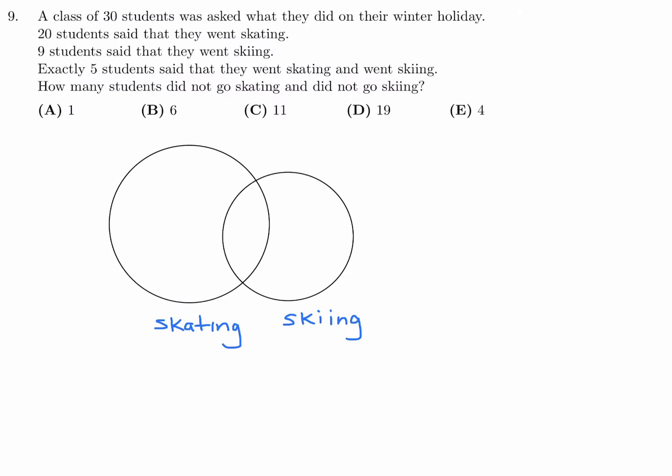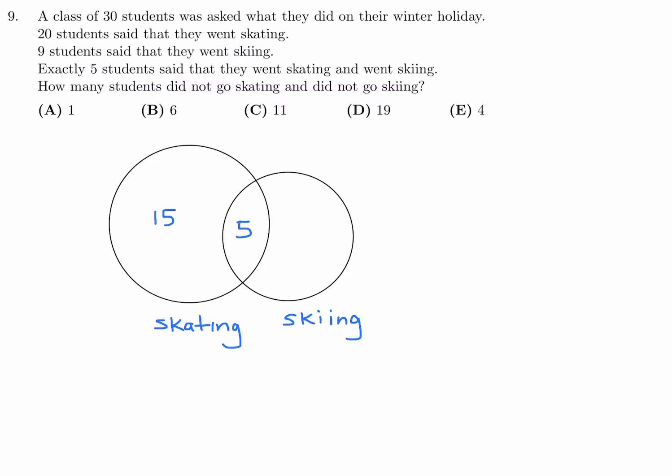But 5 students went both skating and skiing. So that 5 goes right here, this common region. That is the region that represents students that went both skating and skiing. Now, the big circle represents skating, and they told me that 20 students went skating. Well, 5 is already here, so that means this region's got to be 15. Okay, so does that make sense? 15 plus 5 is 20, and 20 went skating, and skating is represented by that large circle.